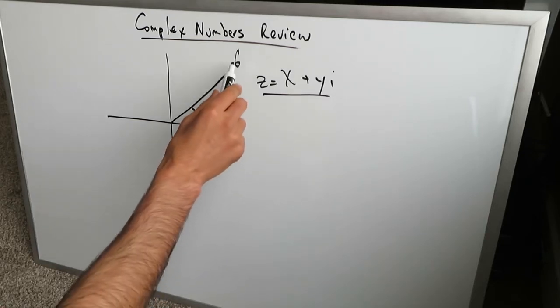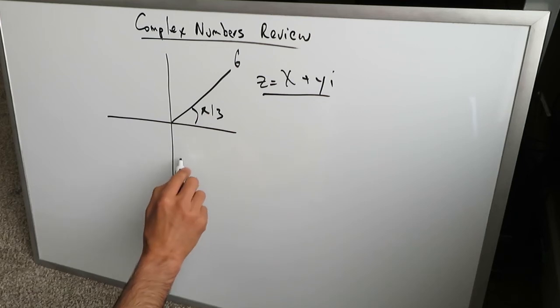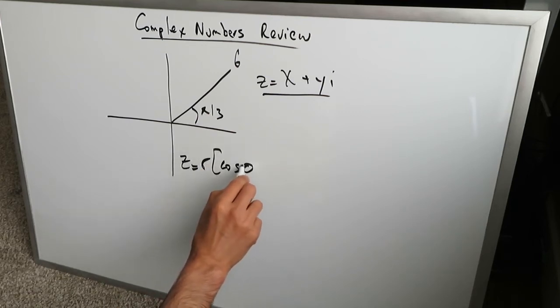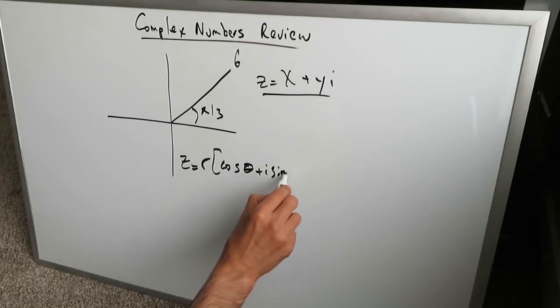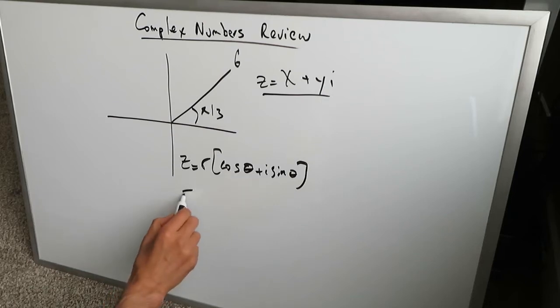We know our argument here, pi over 3, which is 60 degrees. We know our modulus. So we're basically starting with something which can be easily converted into this form, and from this form we can easily go backwards into this basic form. We just have to plug in what we know.